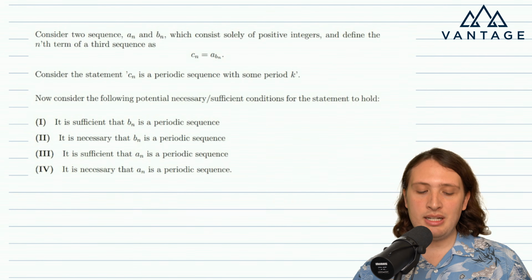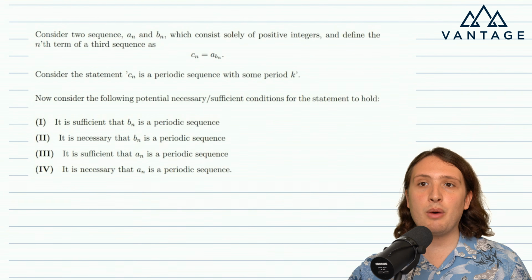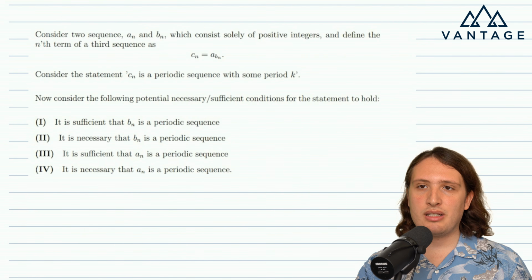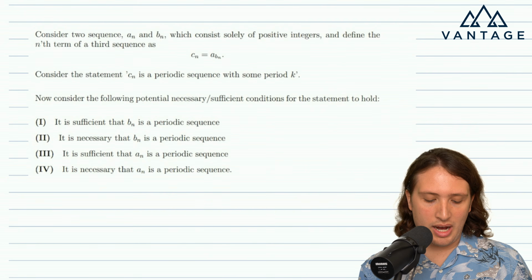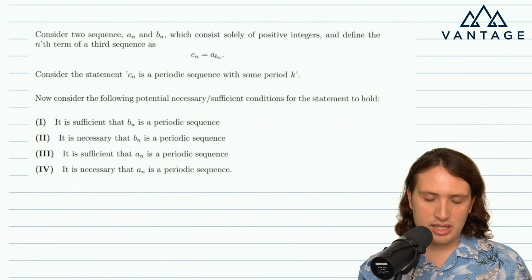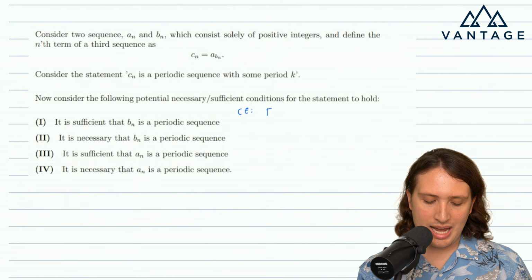Now we consider the statement, C is a periodic sequence with some period, so of course that means if I go ahead by k in the sequence, I always get the same number. We're going to consider the following necessary and sufficient conditions. So let's again think in terms of counterexamples. First of all, for statement 1, which says that it's sufficient that B is periodic, what would a counterexample look like? So a counterexample would be a case where we have a periodic B, but C is then not periodic.